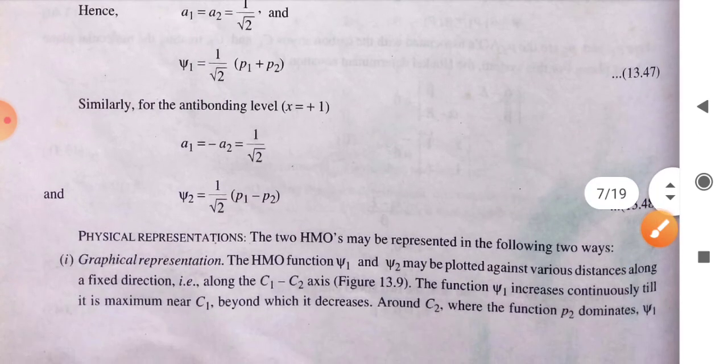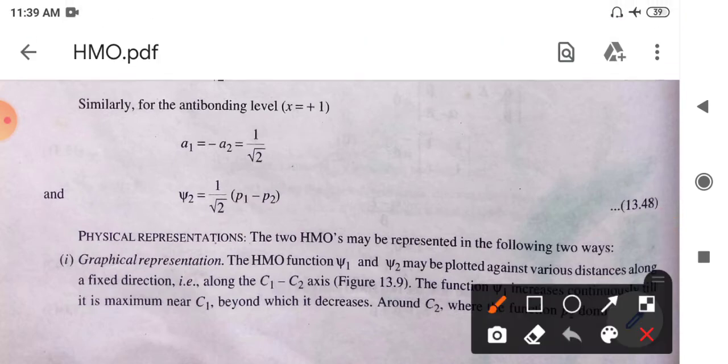Now similarly for the anti-bonding energy orbital, the x value is +1. So simply we put that value as x equals +1.